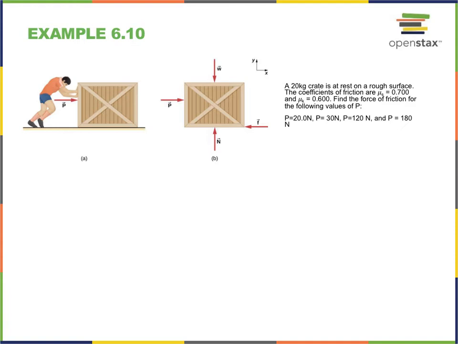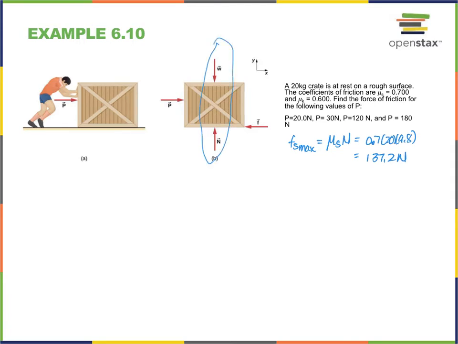Now, based on that, when we think of the force of static friction, the force of static friction has a maximum value that's equal to the coefficient of static friction times the normal force. And we're going to calculate that. So it's 0.7 times 20 times 9.8, which is 137.2 newtons.